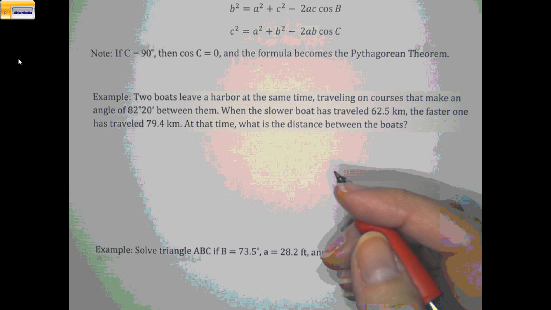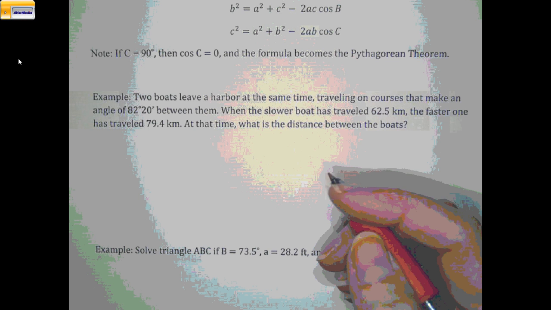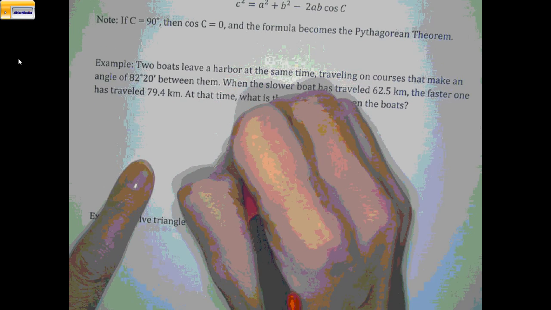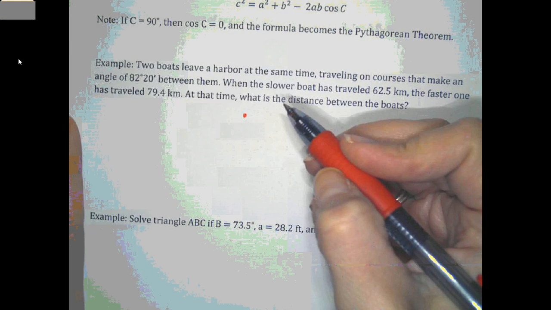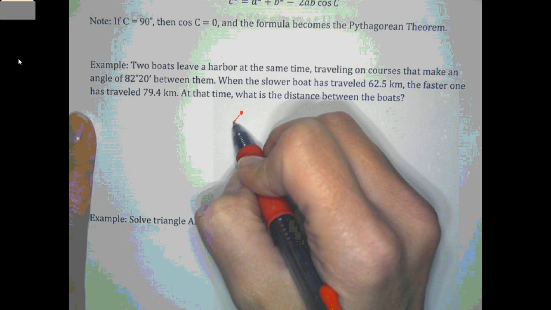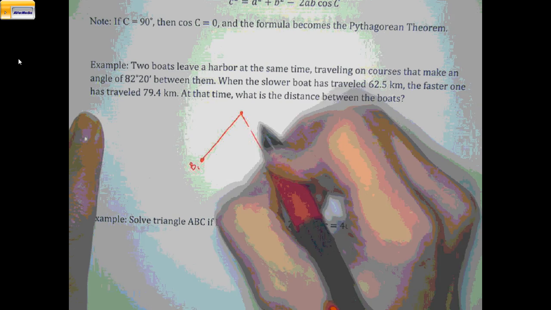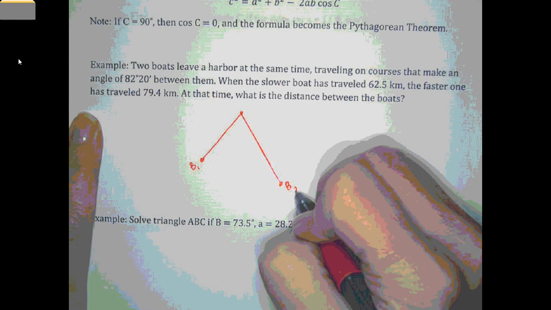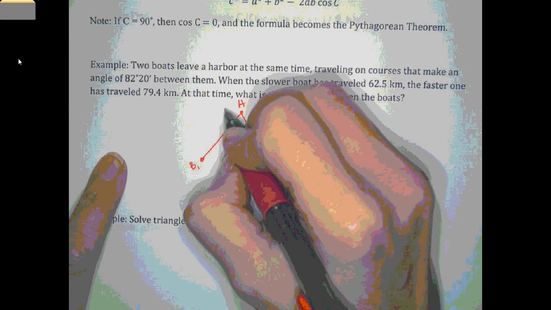In fact, I need to zoom out a little bit, I think. Hang on. There we go. Alright, 2 boats leave a harbor at the same time, traveling on courses that make an angle of 82 degrees, 20 minutes between them. So, here's boat number 1. Here's boat number 2. Here's the harbor. And the angle between them is 82 degrees, 20 minutes.